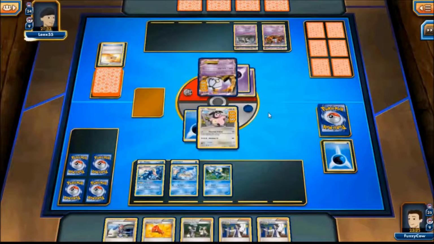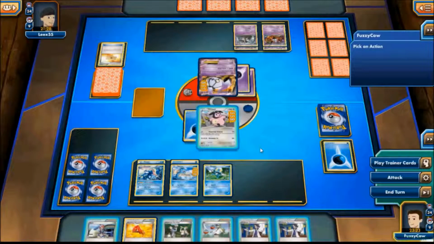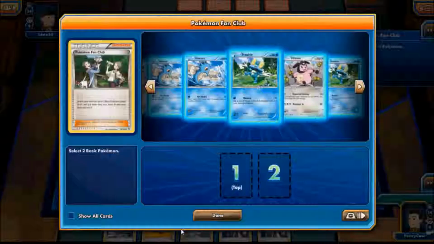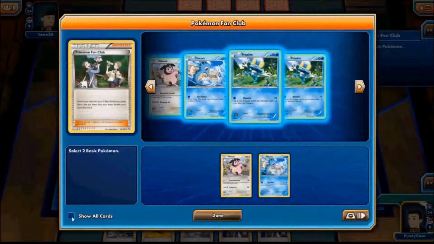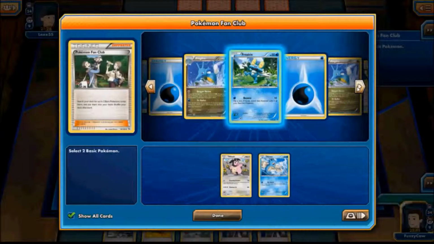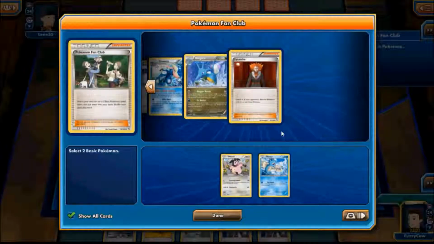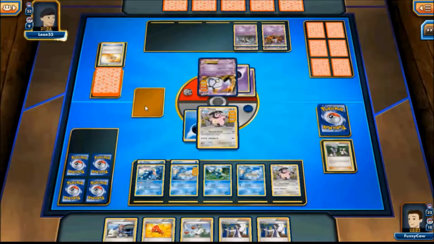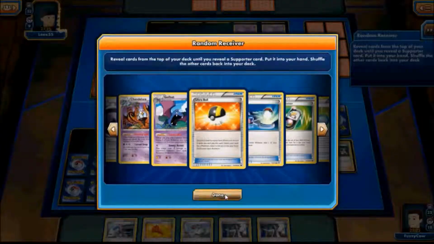Here's the situation. I have a Miltank that's going to be able to put some major pressure on this Chandelure. I also have 2 Sycamores in hand and an N. As you can see, I can choose either. What I'm going to do is get a Miltank out, and try to draw a water energy to make that Miltank able to knock out the Chandelure next turn. If I do that, I think I'll win.